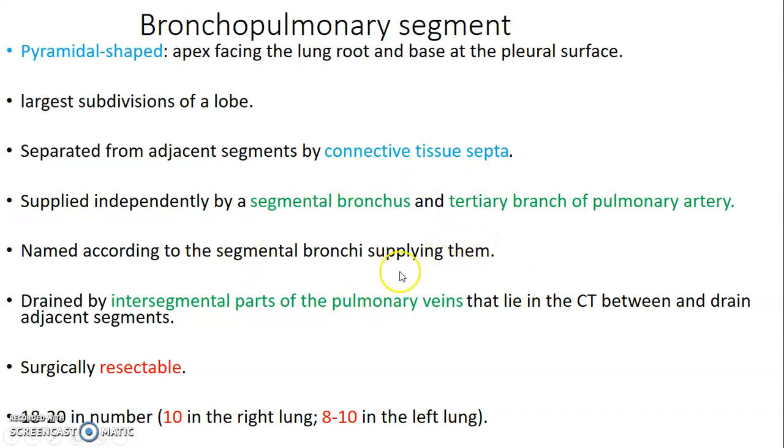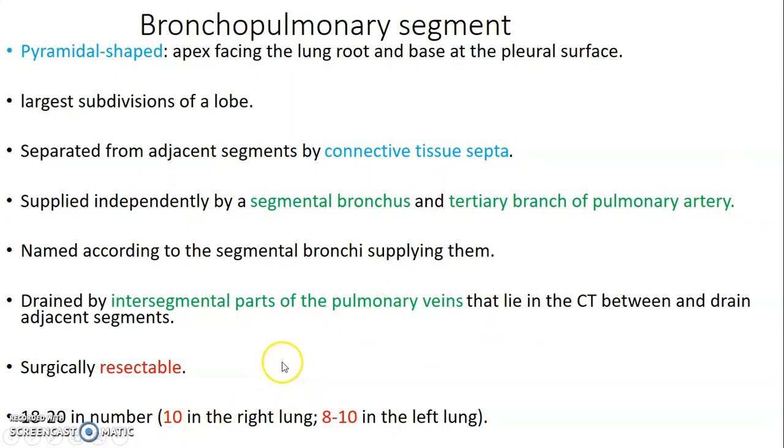So they are named according to the segmental bronchi that supply them. Usually they are drained by, again, a tertiary branch or tributary of the pulmonary vein. So why do you need to understand that these segments exist? Because they are surgically resectable. If you have one bronchopulmonary segment with cancer, you can actually go and resect it without affecting the others, because they are separated by connective tissue septa, and because they function independently. They are supplied independently by segmental bronchi, pulmonary arteries, and pulmonary veins.